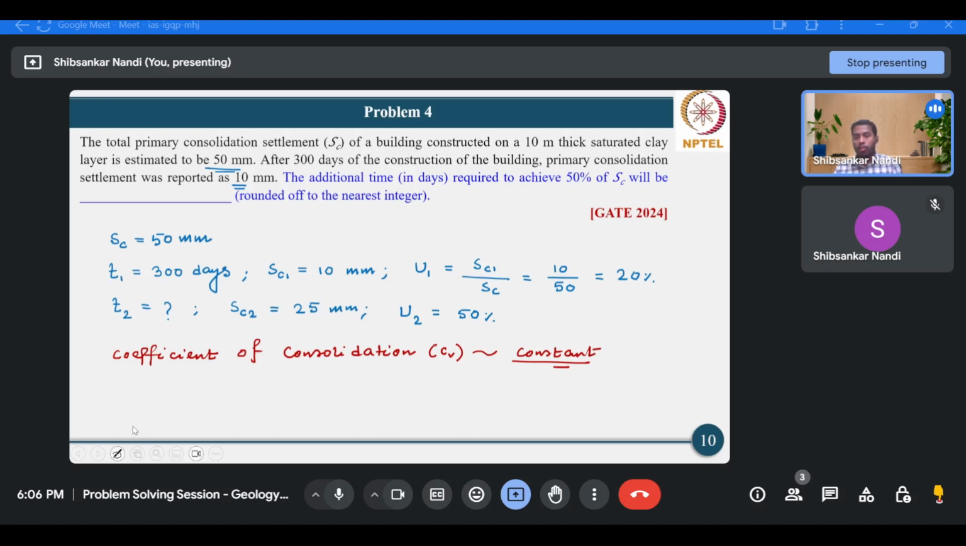Now if this CV is constant and we know the time factor TV, this is CV T by HD square. We know this relationship. The time factor is CV T by HD square. So CV is constant. What is T? This is the time which will vary depending on the degree of consolidation. And what is H here? H here is the drainage path.